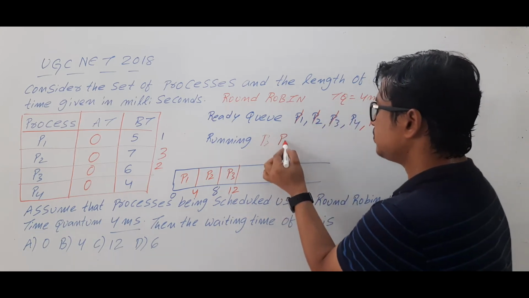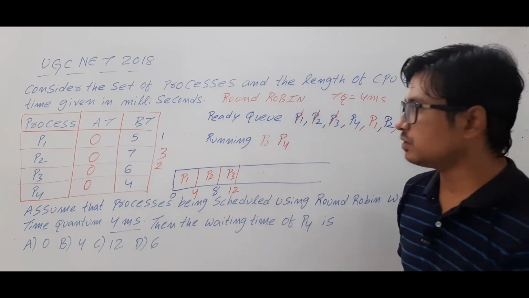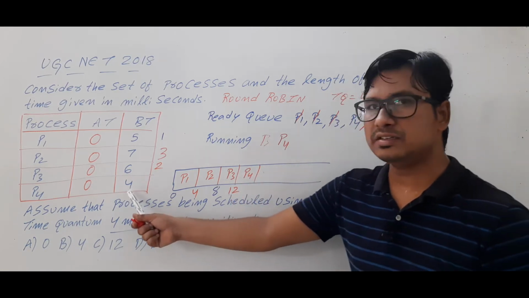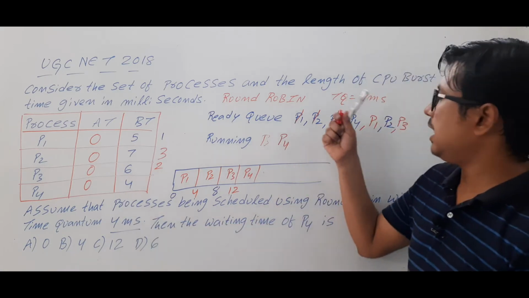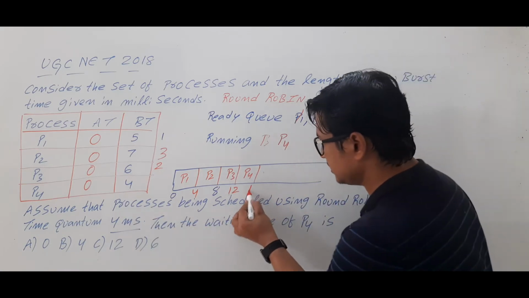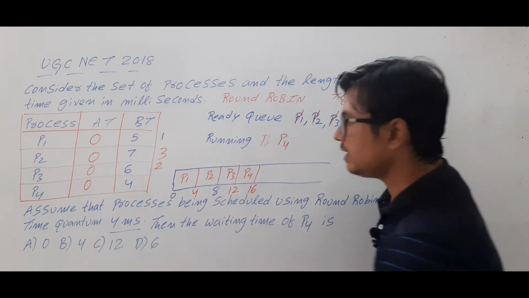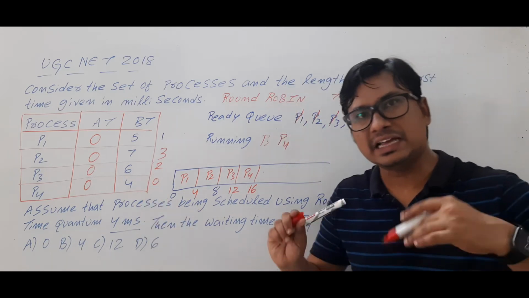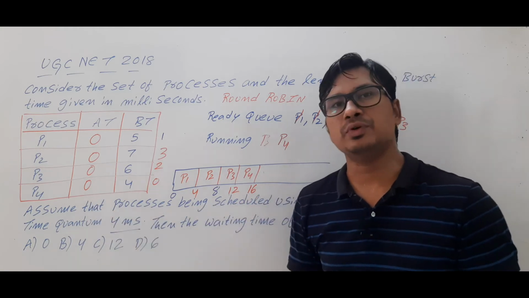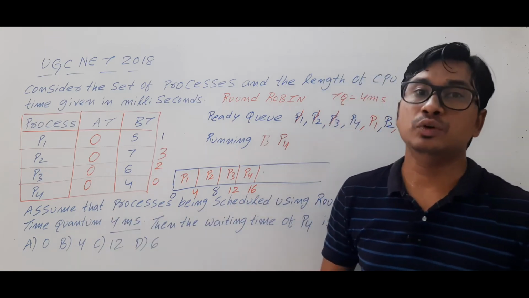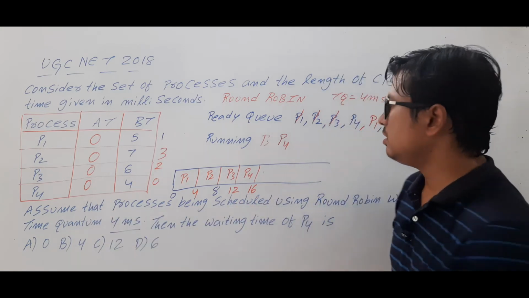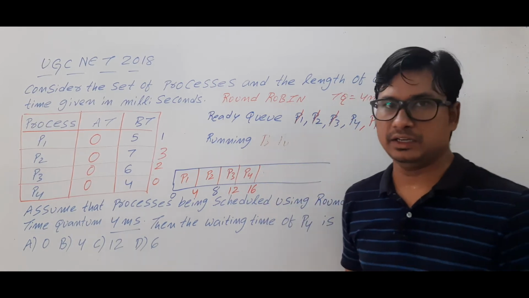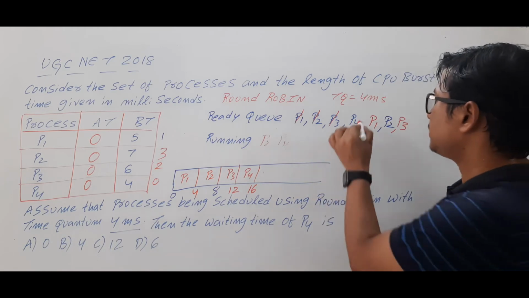Now process P4 will be sent to the running state. Process P4 needs 4 milliseconds of CPU time and the time quantum is also 4 milliseconds, so it will run and its remaining time is 0 milliseconds. So it has completed its task. Once the process has completed its task, it will go to the terminated state. So process P4 will not go back to the ready queue. Is it clear? Are you able to understand?